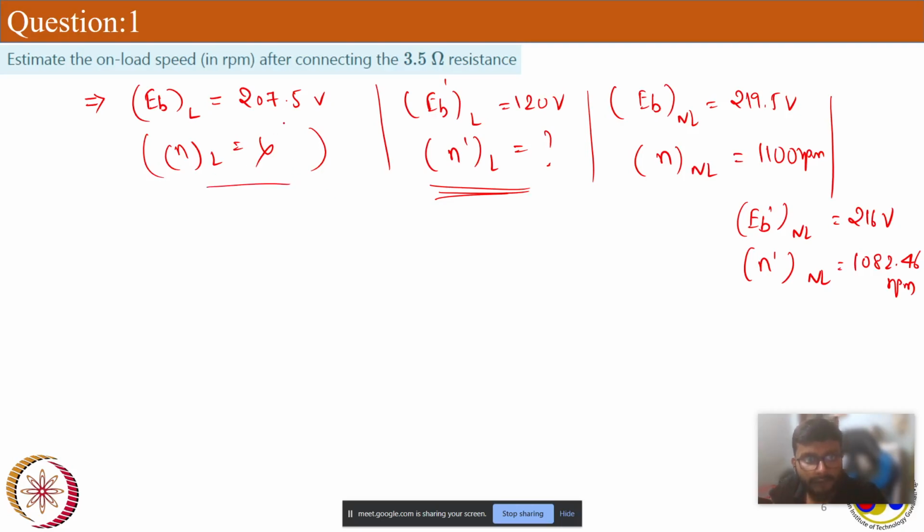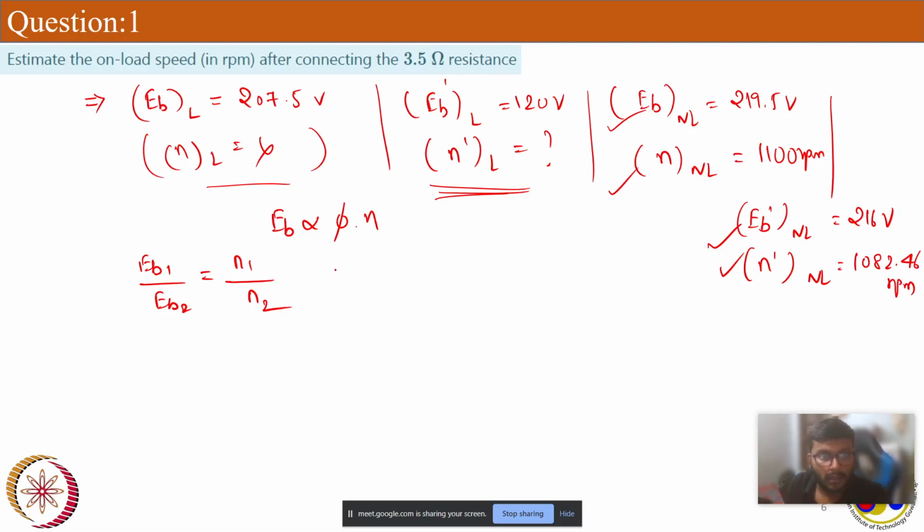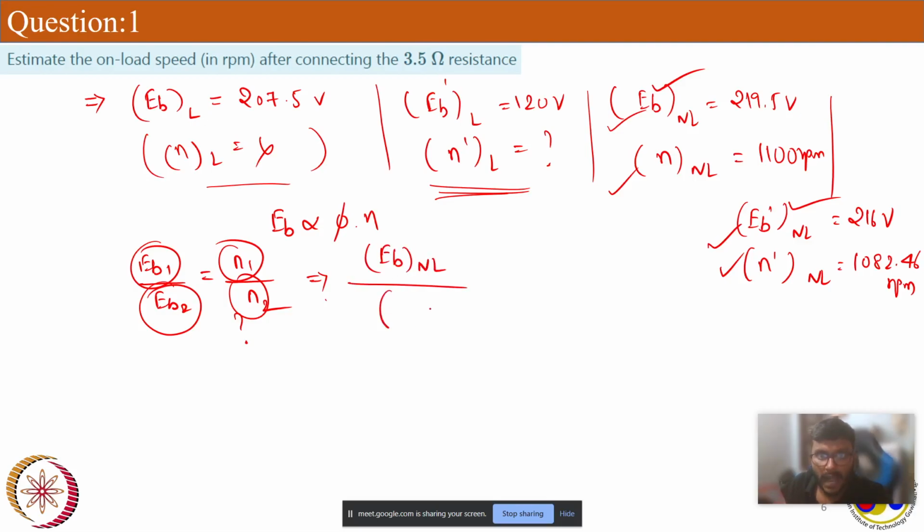Now I need to find this particular quantity, and it is again a very simple question. If I knew this speed, I could use the same proportionality constant. I don't know it, but you know both EMF and speed in these two conditions, so use either condition. Again, EB is proportional to phi and N. EB1 by EB2 equals N1 by N2, since the field current is the same in both conditions. First condition I can take either no load condition, so I am taking EB no load. This speed is what was asked.